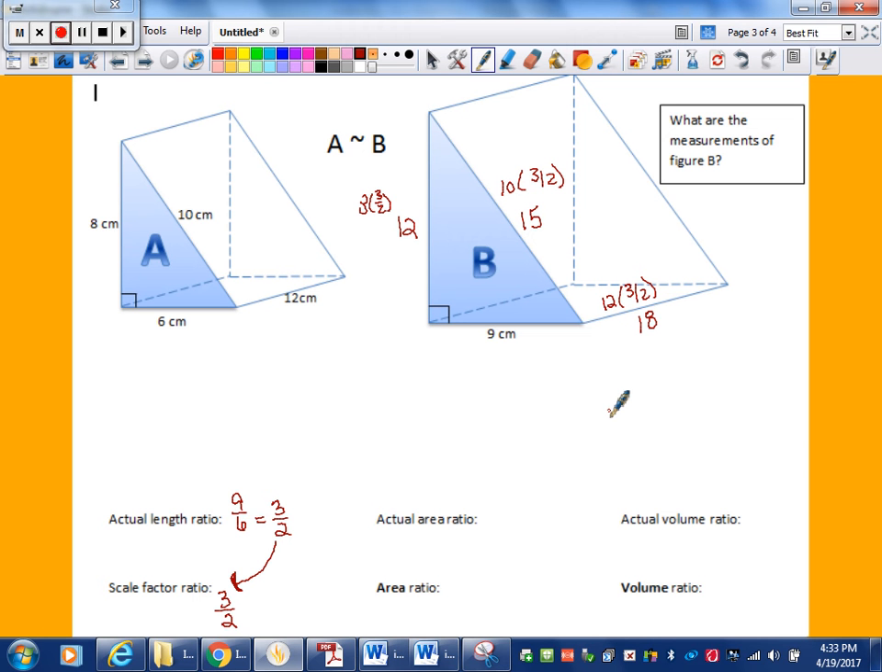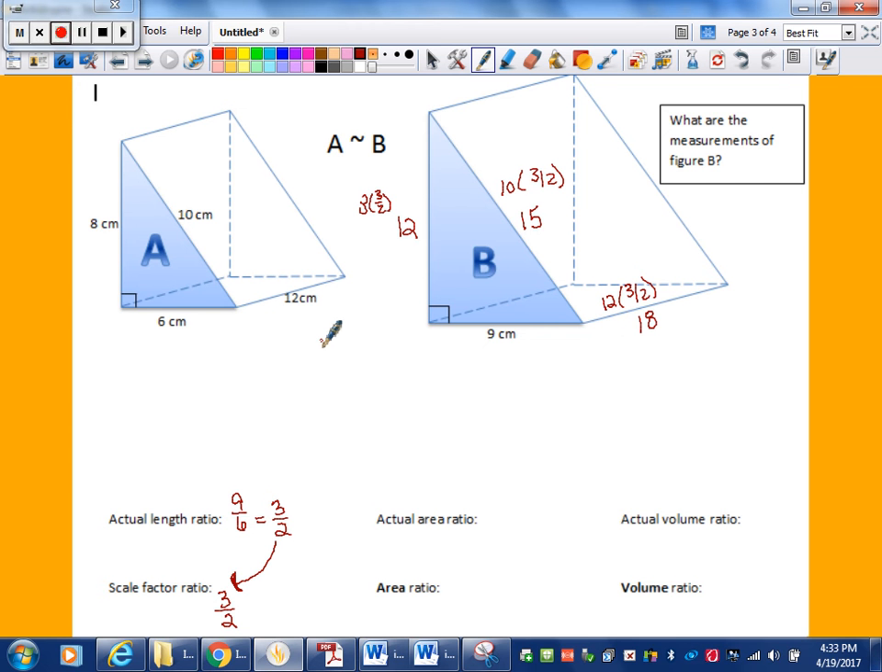So scale factor ratio is just a ratio that tells you you're going to multiply this side by this much to get the corresponding side. Scale factor is used for length only. Okay? Scale factor is used for length and for perimeter.